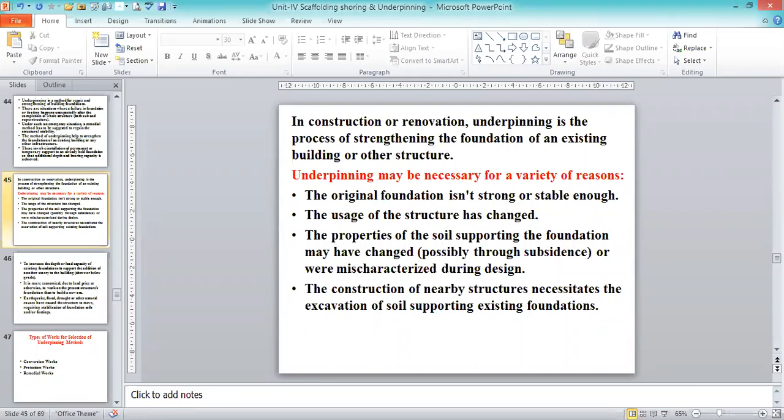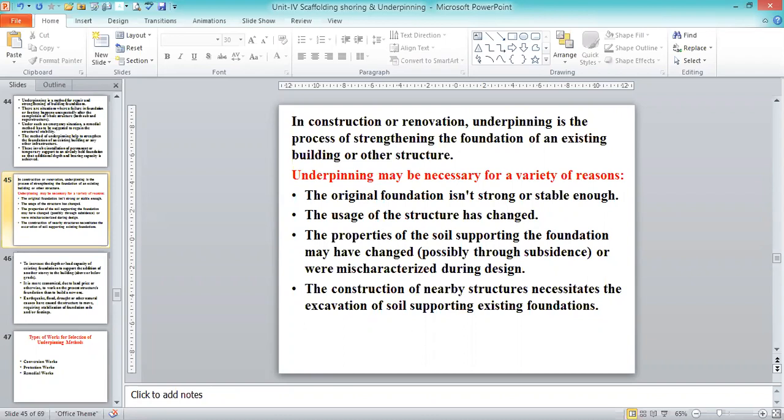The second case is that the usage of the structure has changed. Initially the structure is used as a residential building. We change it to a multi-story apartment or multi-story building, so the number of stories is increased. Otherwise, the same residential building may be used for storage purposes, as a storage building, or for an industrial building. The use of the structure has changed. Then obviously we have to see whether the foundation is sufficient to take care of the loads or not. That's why, when the usage of the structure has changed, strengthening of the foundations will be needed.